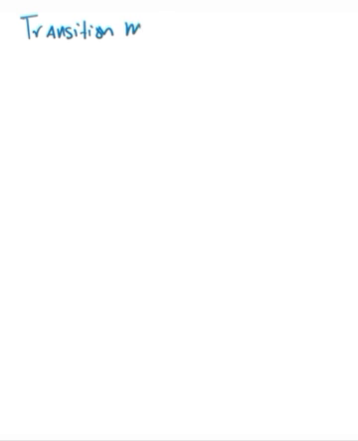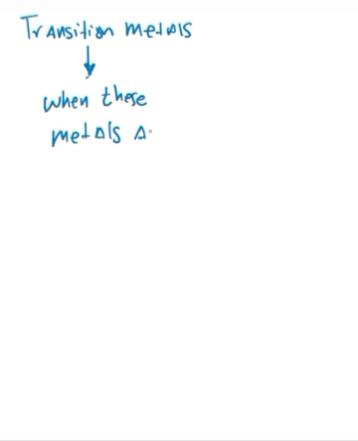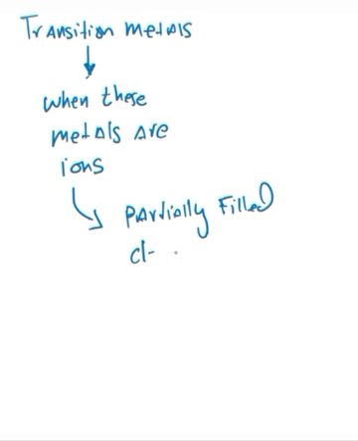All right, transition metals. These are metals found at the center of the periodic table of elements. I just finished a video talking about the electron configuration of transition metals, and what makes them transition metals is the fact that when these metals are ions, they have partially filled d orbitals.